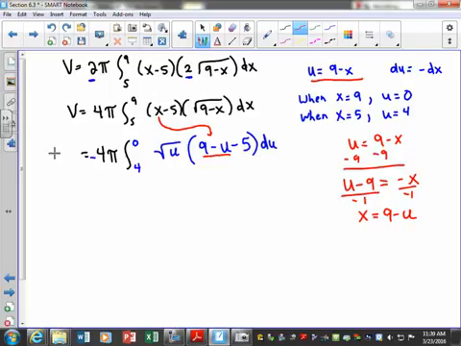Now I need these all to be in the same variable. If I'm going to write this with a u, I need this to be represented with a u. So basically what I'm doing is changing the variables. So this x I rewrite as the 9 minus u, which we saw over here, and then it's still minus 5, and then I have my du. Okay, so that's something we haven't really done a whole lot before, so I'm just going to rewrite so that all of my variables are in the same term, so u.